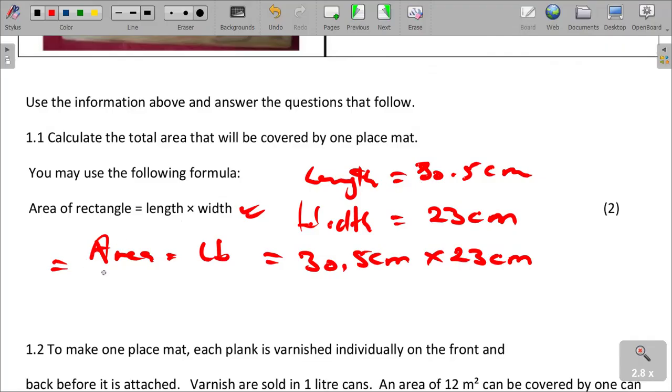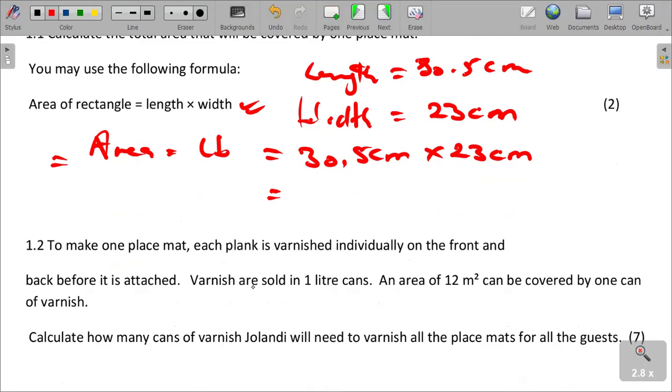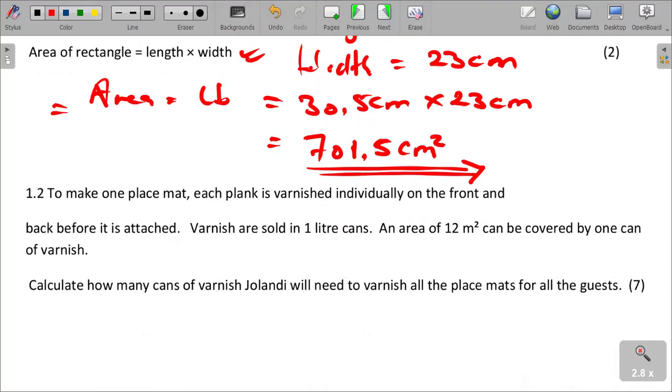That is going to give us an area of 701,5 square centimeters. 701,5 square centimeters is what we get after substituting and multiplying those figures.